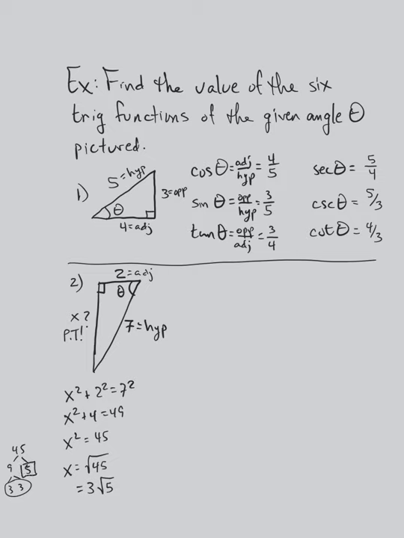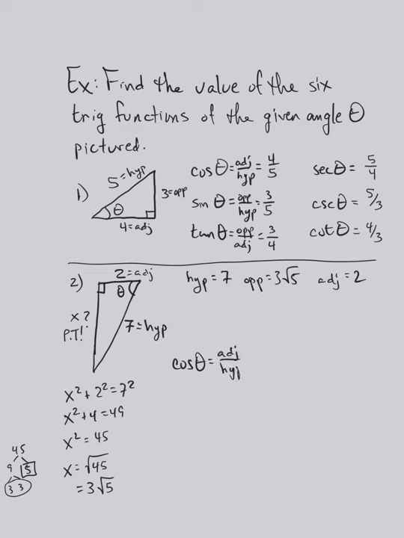Okay, so to summarize all this, our hypotenuse is 7. Our opposite side, now we know it, is 3 square root of 5. And our adjacent side is 2. All right, so now we're ready to answer the question. Start with the cosine of theta. That's the adjacent over the hypotenuse.